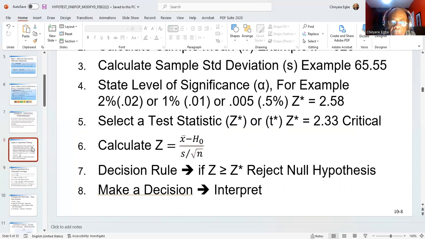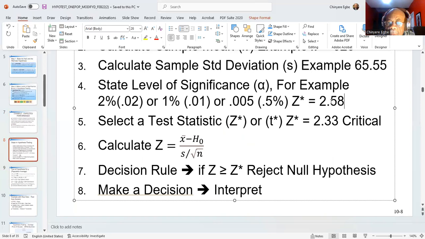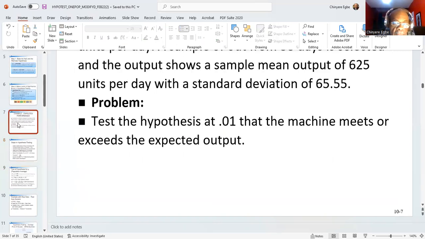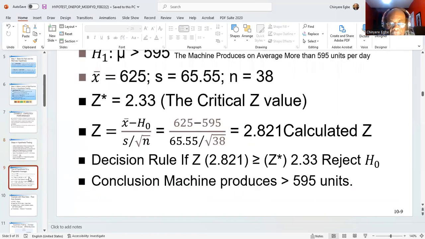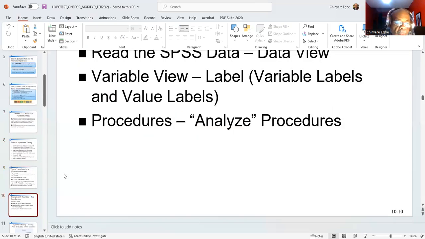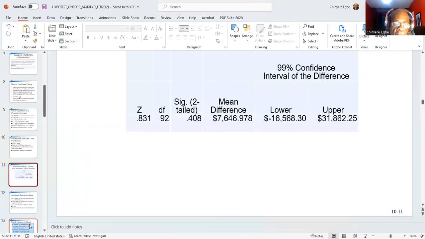All right. And so this is the same problem that we looked at. You can see we tested it at 0.005. And again, once more, we reject the null hypothesis because we have 2.8 as the calculated z. Still looking at the same problem, and of course, here, this is what SPSS will do for you.